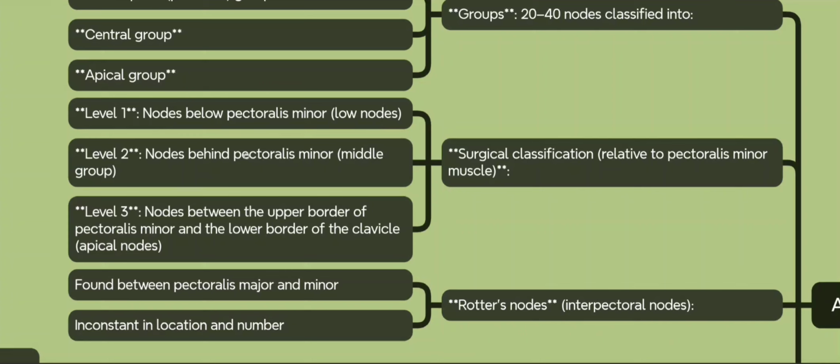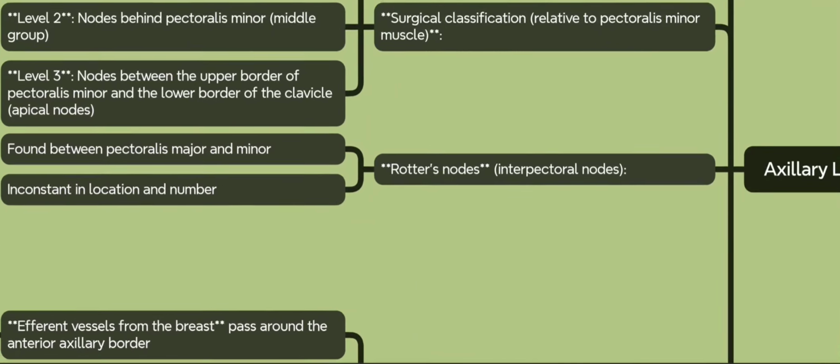Level 2, nodes behind the pectoralis minor. Level 3, nodes between the upper border of pectoralis minor and the lower border of the clavicle. That is apical nodes. So there are 3 levels: below pectoralis minor, behind pectoralis minor, and between the upper border of pectoralis minor and the clavicle. So what are Rotter's nodes?